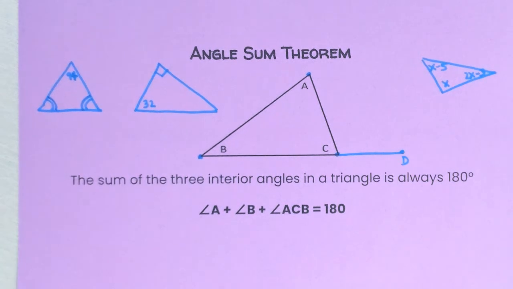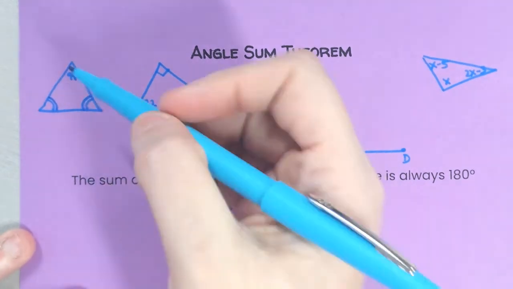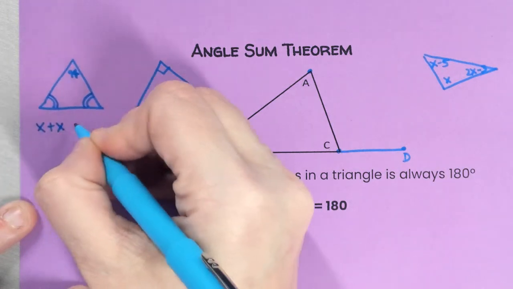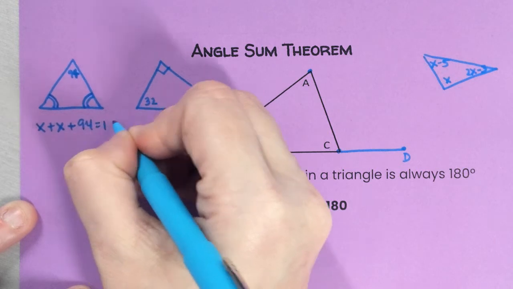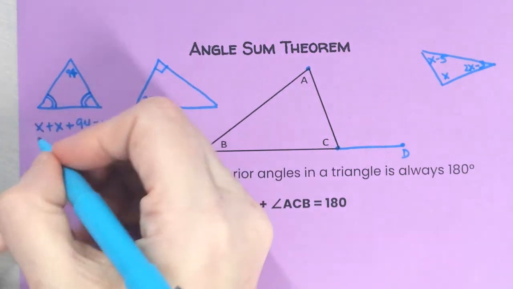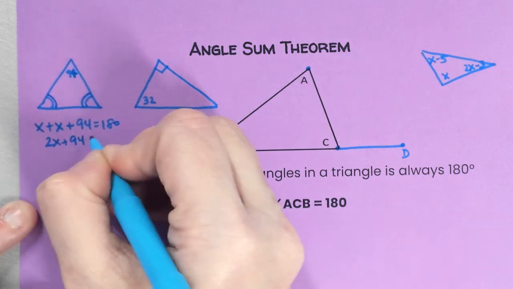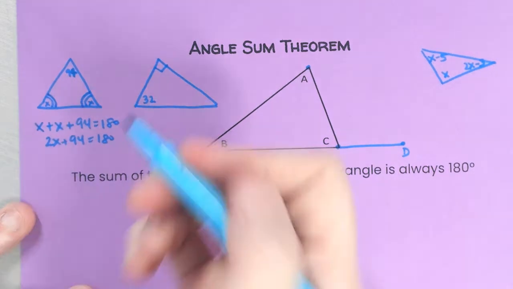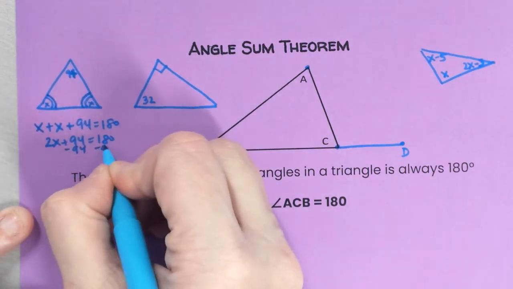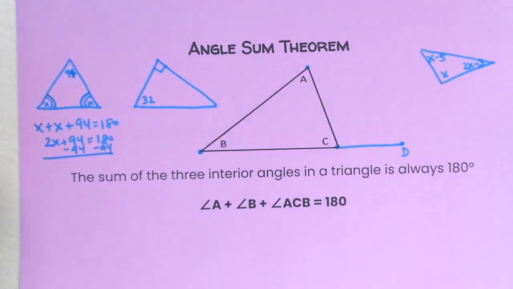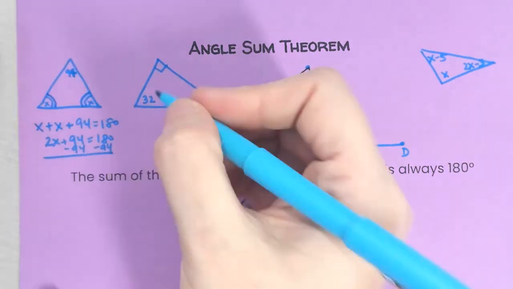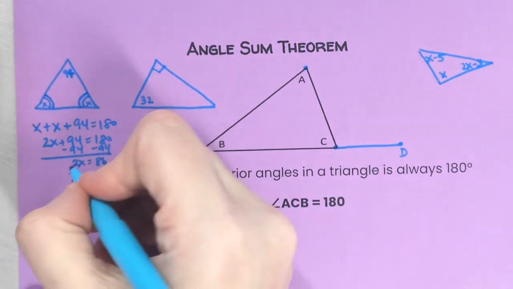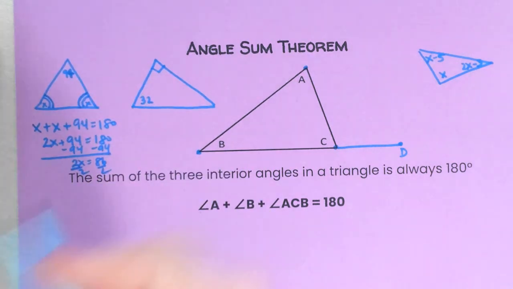I don't remember exactly what I was saying because I got interrupted, but these two are the same. So something plus the same thing plus 94 should equal 180. Well, I have 2 x's plus 94 should equal 180 because I don't know what this is, right? Okay, so if I solve this equation, I subtract 94 from both sides. 180 minus 94 is 86. And then if I divide that by 2, 86 divided by 2 is 43.